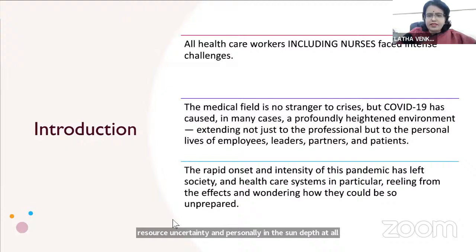All healthcare workers, including nurses, faced intense challenges. The medical field is no stranger to crisis, but COVID-19 has caused in many cases a profoundly heightened environment, extending not just to the professional, but to the personal lives of employees, leaders, partners, and patients. The rapid onset and intensity of this pandemic has left society and healthcare systems in particular reeling from the effects and wondering how they could be so unprepared.